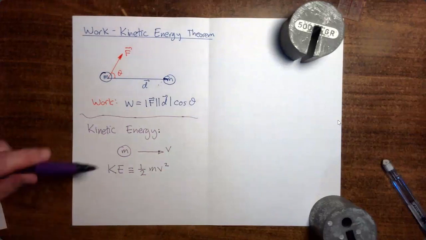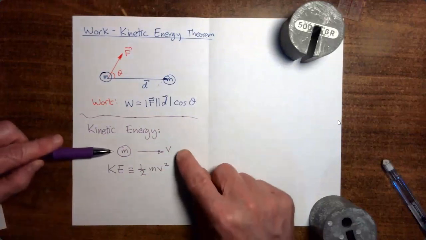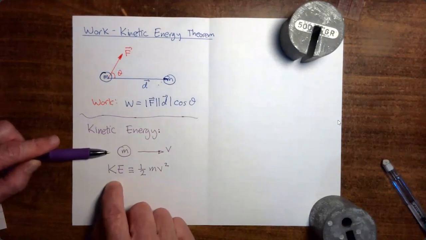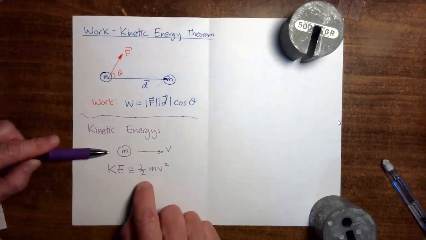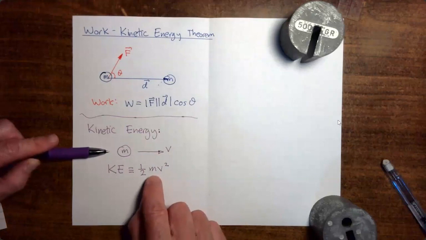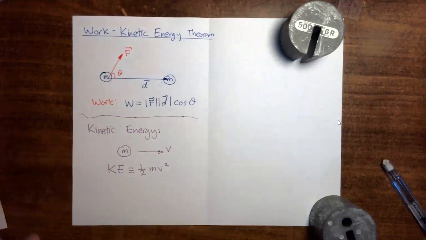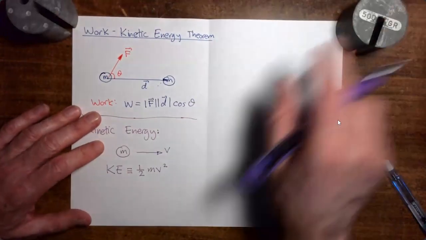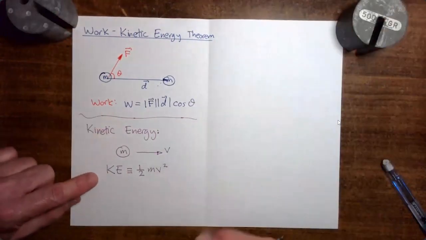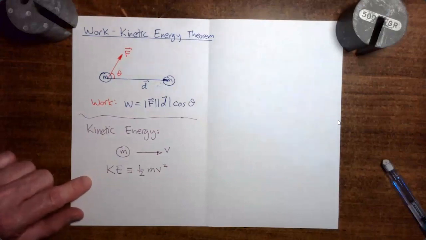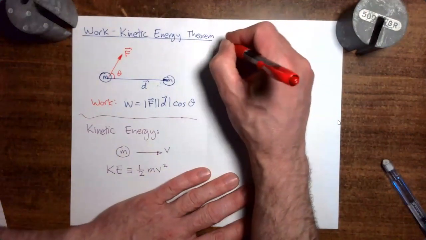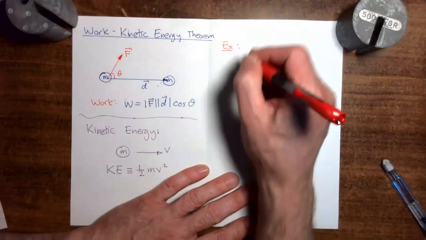If we have an object with a mass m moving at speed v, we then define the kinetic energy of the object as 1/2 the mass of the object multiplied by the square of the object's speed. I'm going to do a simple example to compute the kinetic energy of a moving object. And from there, we will go into the work-kinetic energy theorem. So here's just a quick calculation to illustrate.